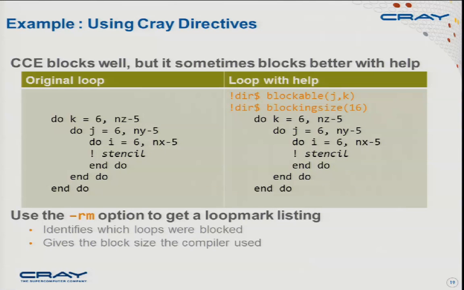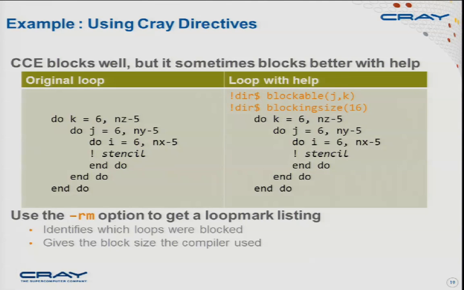In a few slides, I'm going to talk about how to know when CCE blocks as well. But the thing to know is the Cray compiler is trying to block for you automatically. It may choose to do so, or it might not be able to do so. Even if it doesn't, sometimes you don't want to go through all of the trouble of recoding that strip mining and everything. And the Cray compiler allows you to play around with this via directives pretty easily. The two directives worth mentioning here are bangdir $blockable and bangdir blocking size.